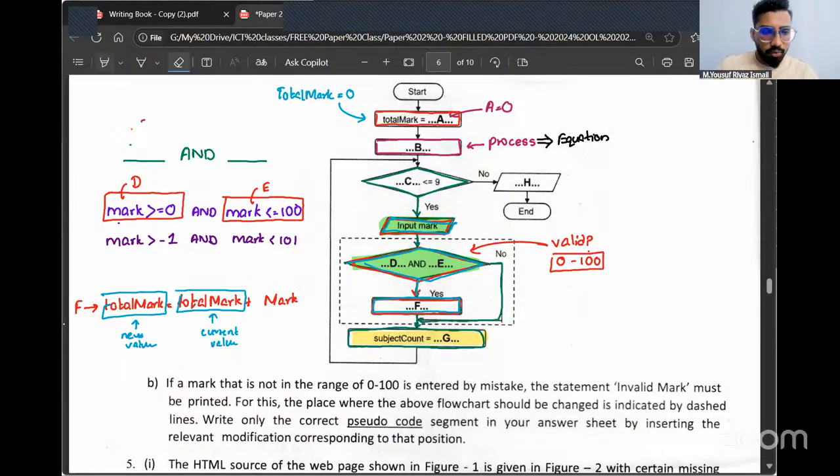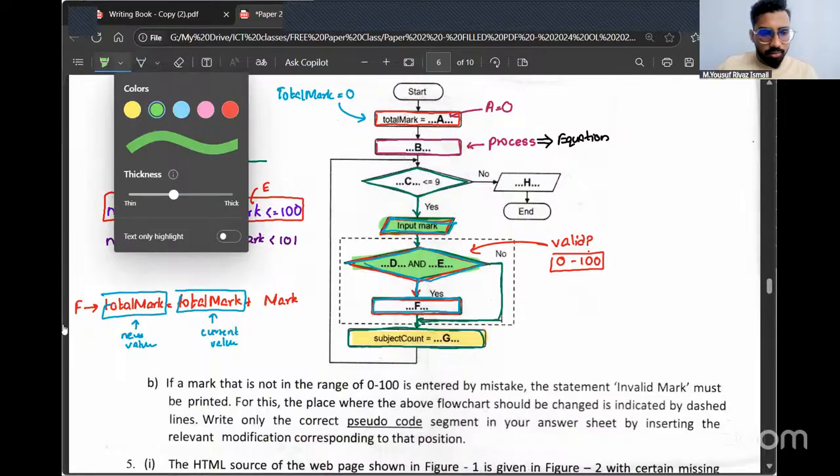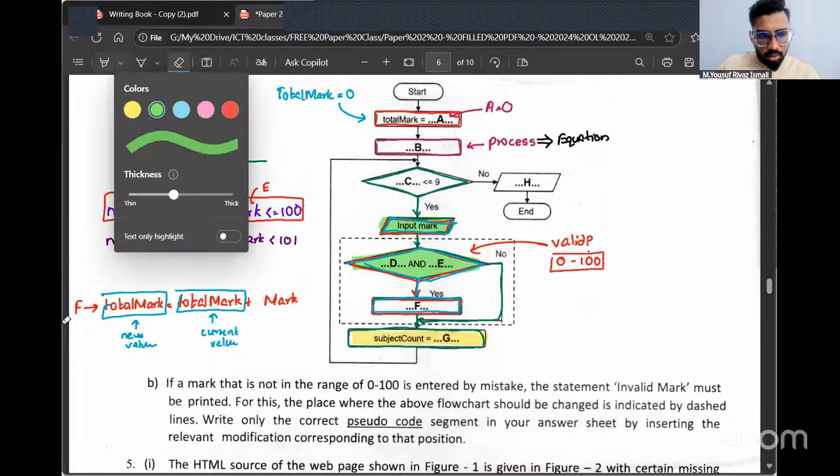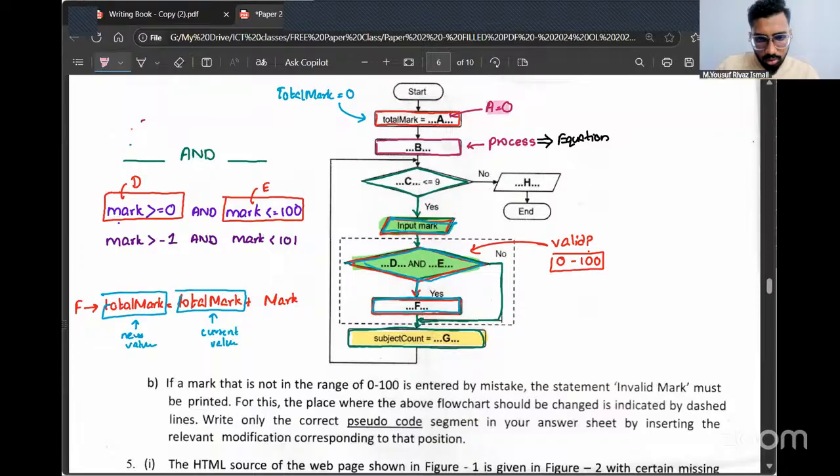So up to here, I have found that the label A is done. The label D is done. The label E is done. And the label F is also done. Does anyone have any questions here? If there are any questions, drop your question in the chat.